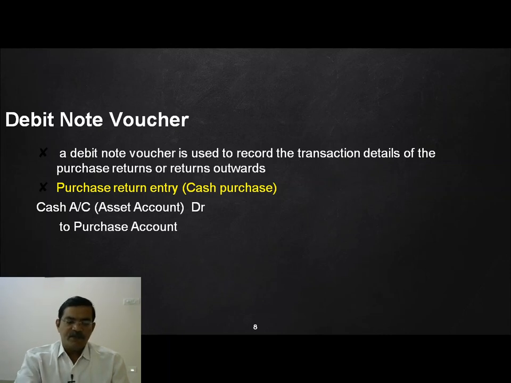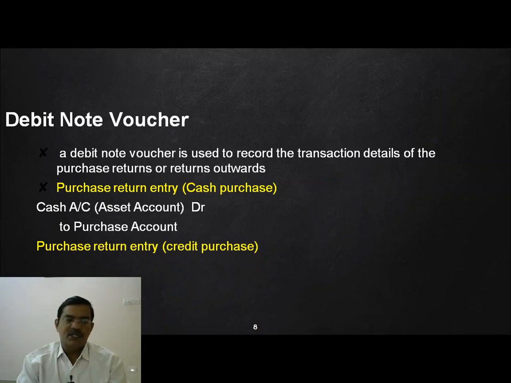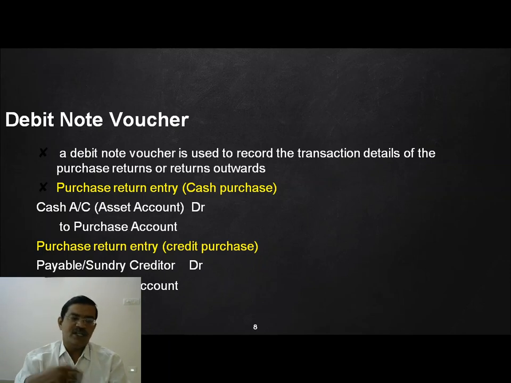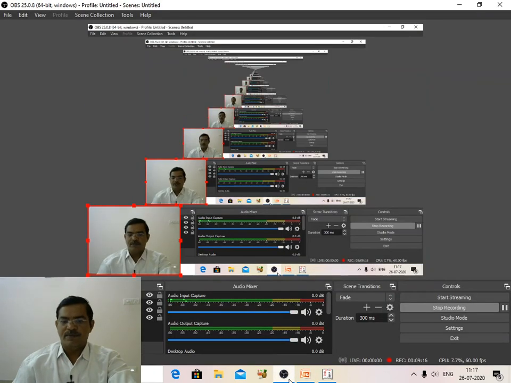At the same time, if it is a credit purchase, what we did is purchase account is debit and credited account is party name. See here, party name is there. Purchase account debit and party name. So if it is a reversal, whatever was earlier credited is now debited, and whatever was earlier debited is now credited. Just the entry is reversal. So this is very clear: the debit note voucher is used for purchase return or return outward purpose only.